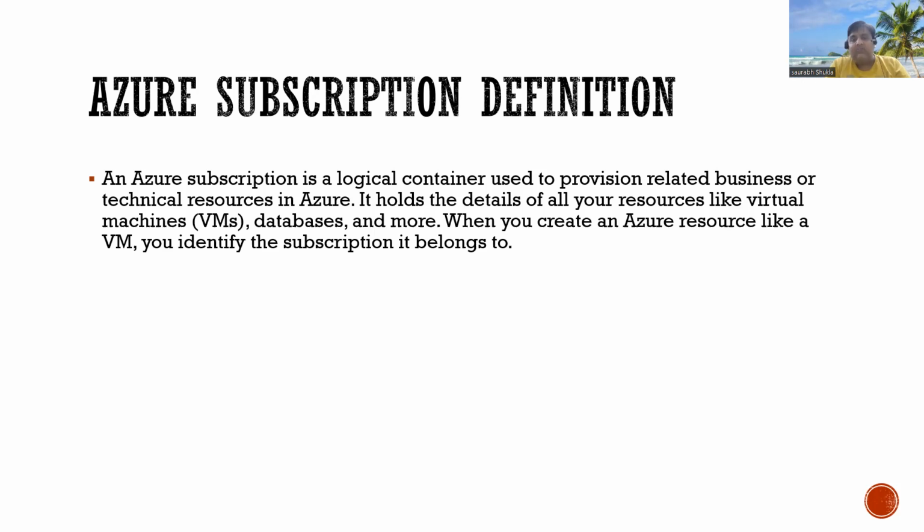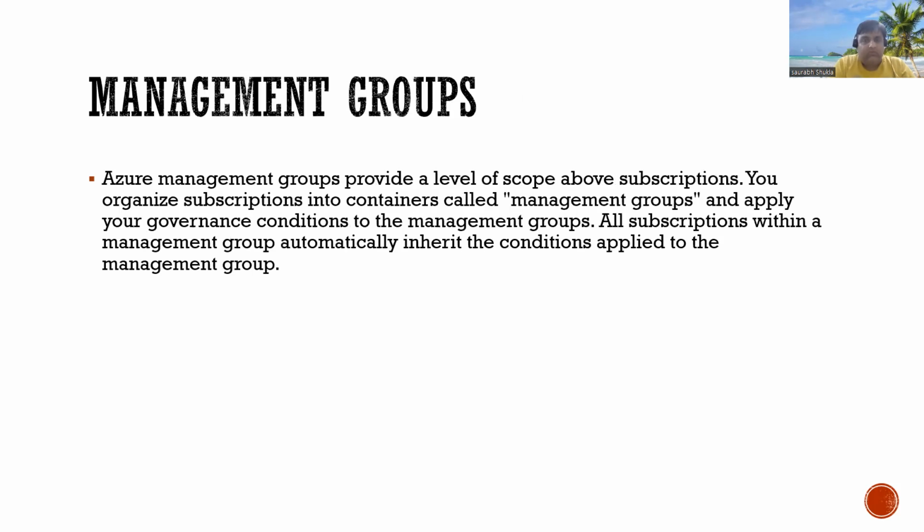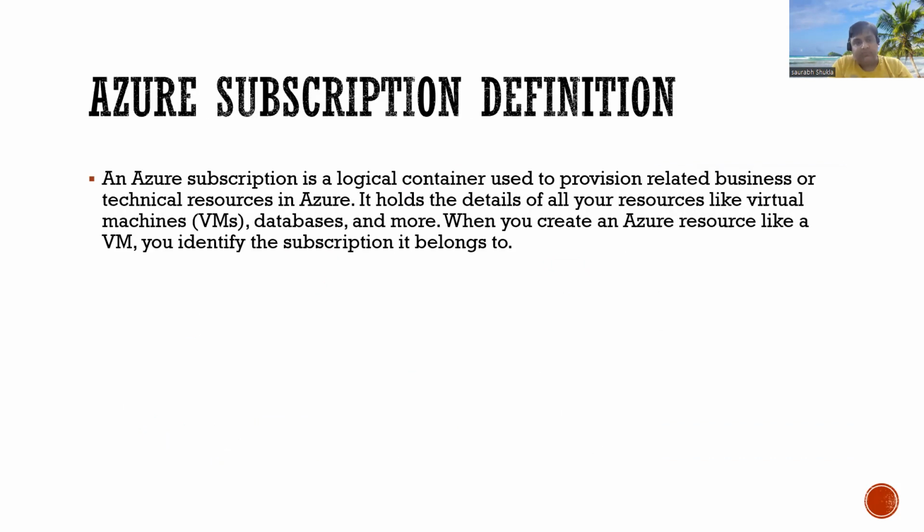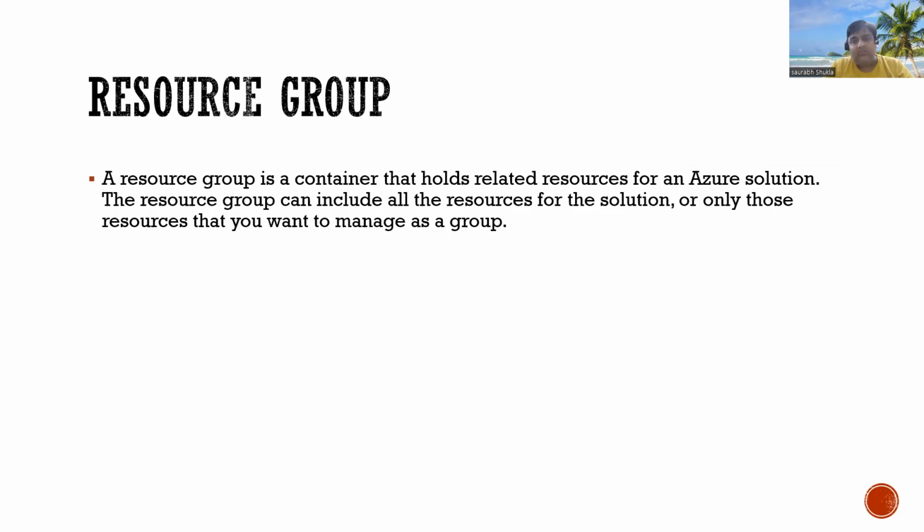When you create an Azure resource like a VM, you identify the subscription it belongs to, because subscription is money. You have to pay for that. Some subscriptions are free, but for some you have to pay money. Like in Netflix also, you can see a few movies free, but for others you have to pay. Similarly, you have to take a subscription for Azure. So one thing is clear: one is the management group, then the other one is the Azure subscription. The Azure subscription is a logical container, as I told you already. Now let's move to the resource group.